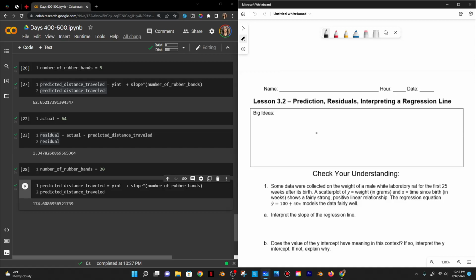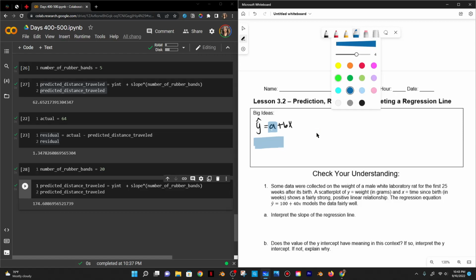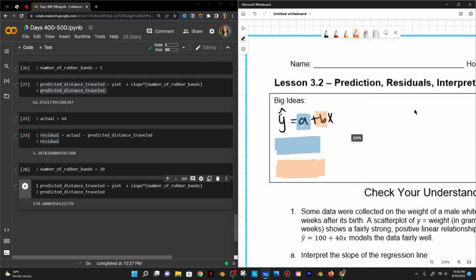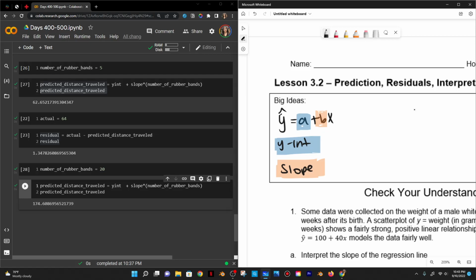The equation for the least squares regression line is y hat, so predicted y, is equal to a plus bx, where a is the y-intercept and b is the slope. I think this one was blue, and orange was b, right? Yeah, okay. And this is pronounced as y hat, or as predicted y.